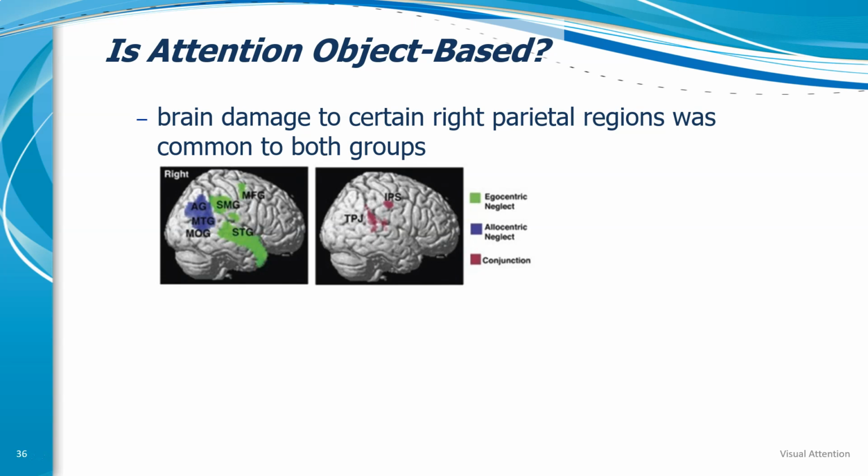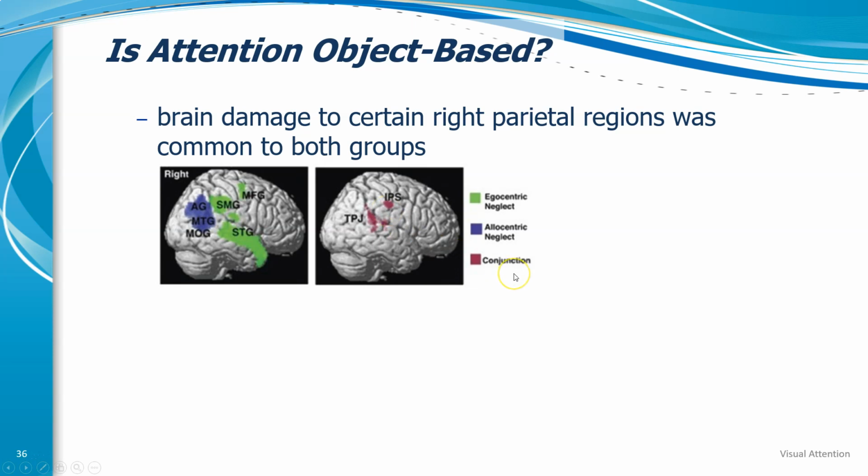There was also some brain damage that was common to both of these two different groups, both the egocentric and allocentric neglect participants. So this image over here on the left, showing the right hemisphere, puts together both groups of people. In general, those with allocentric neglect had damage in the blue shaded region. People with egocentric neglect generally had damage in these regions shaded green. Again, common damage is indicated by these dark red regions here.